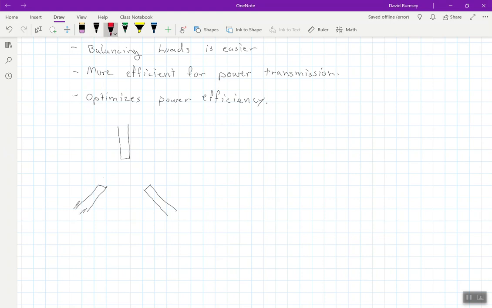And what I want to point out here is that these angles here are 120 degrees, because that's important, because that's how we actually end up generating the 3 phases.